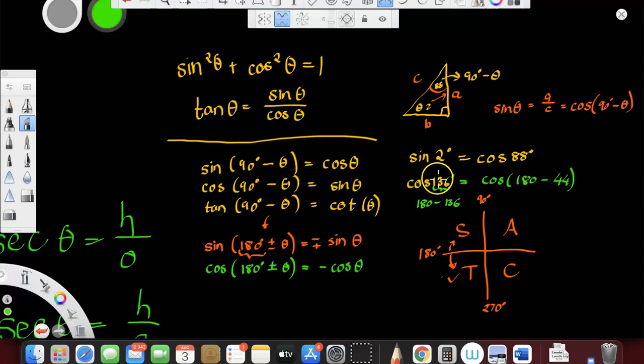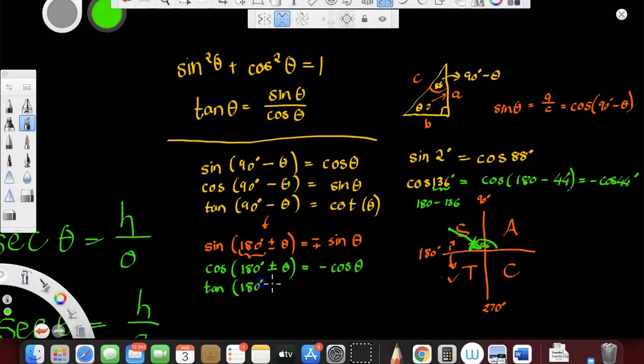Instead of writing 136, I'm going to say 136 would be this angle here. So what would that angle there be? Well, just subtract 136 from 180. What angle must I subtract? I must subtract the angle of 44. Now this is therefore minus cos of 44 degrees. And so that's the idea: you are trying to rewrite the angle in a way that only uses acute angles less than 90 degrees.